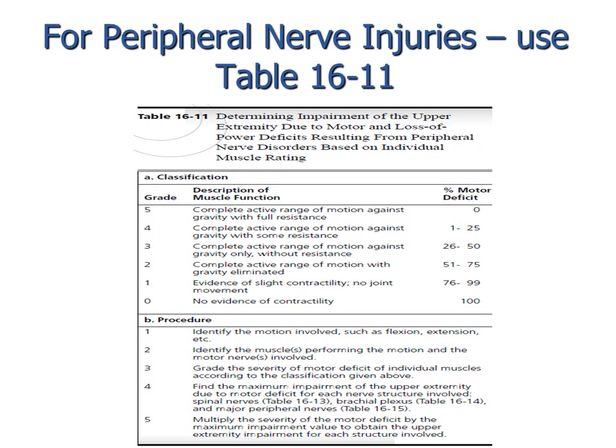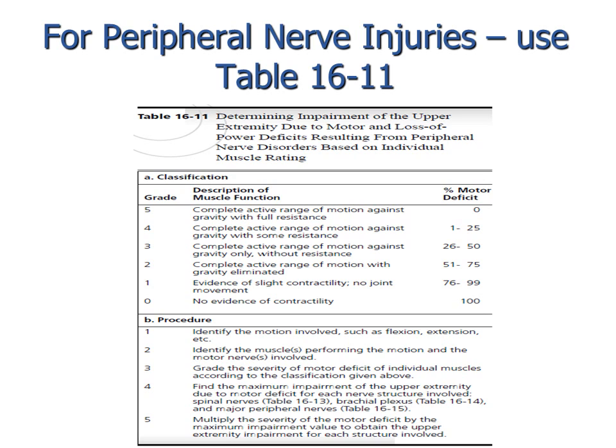And I created an entire program. It's entitled The Upper Extremity Impairments Due to Entrapment Neuropathies, to describe permanent impairments due to peripheral nerve injuries of the upper extremity. For this program here today, we want to review the manual muscle testing component of determining the permanent impairment due to loss of motor power. And for that we use Table 16-11.